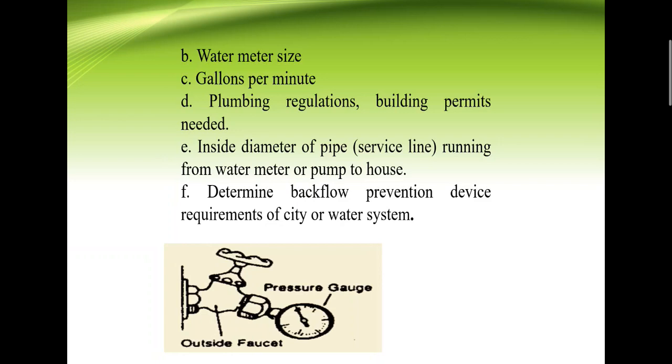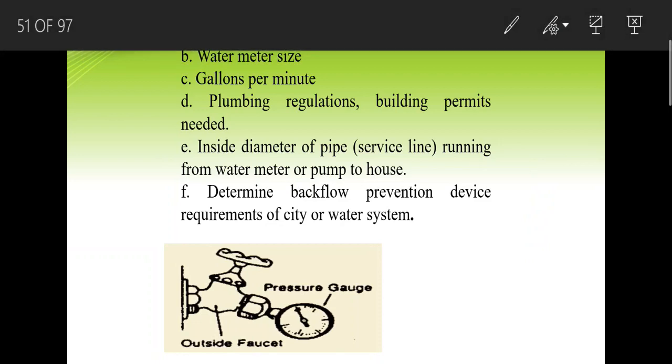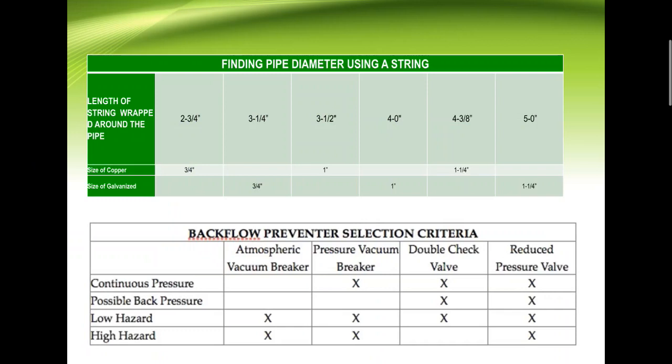And F. Determine backflow prevention device requirements of the city or water system. That is the outside faucet and pressure gauge. And this is for finding pipe diameter using a string, in the above and the below. The backflow preventer selection criteria: we have continuous pressure, possible back pressure, low hazard, high hazard, and so on and so forth.